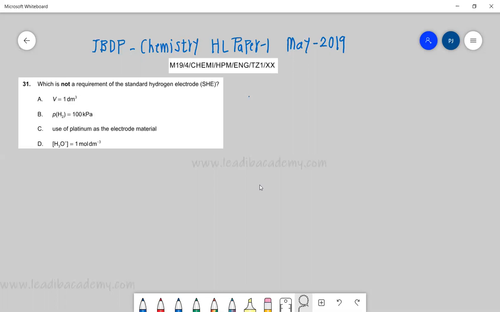So let's start looking into question number 31. Which is not a requirement of standard hydrogen electrode? You have rightly guessed, it is from redox. So what is SHE, the standard hydrogen electrode? Let's look into it.